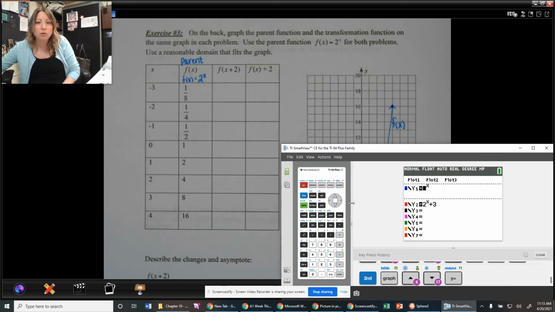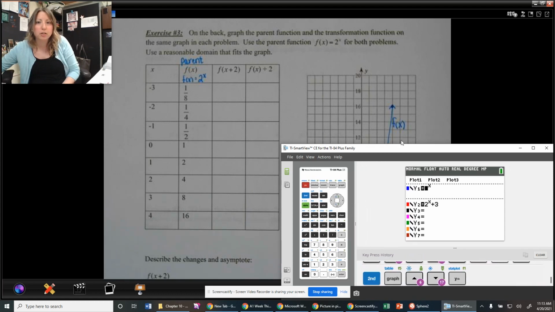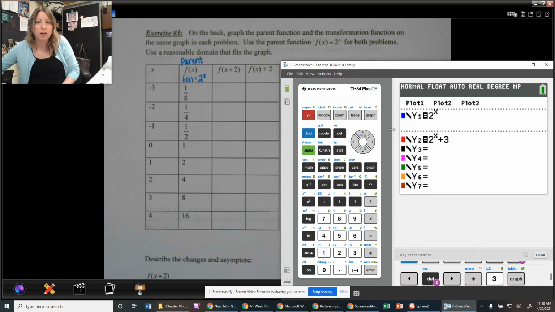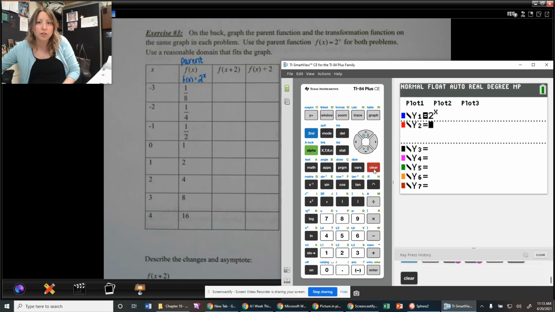So we've got our original function. Let's arrow down. Well, that's not going to happen unless I do this. There we go. Now we can have both be a little bit bigger. So there's my original parent function. Let's arrow down, clear this out, and type in the new function, which says we're adding 2 in the exponent. So 2 caret x plus 2. All of that needs to be in the exponent.